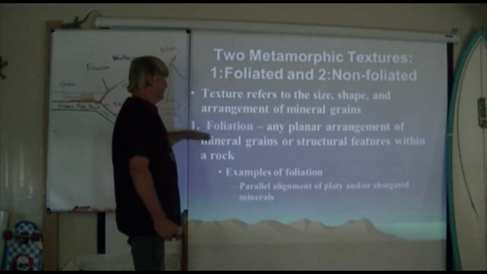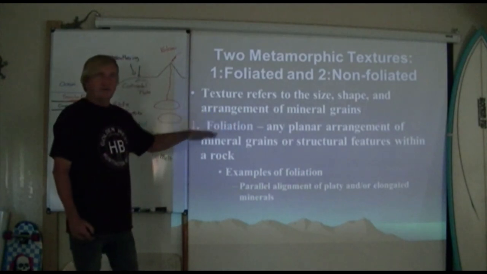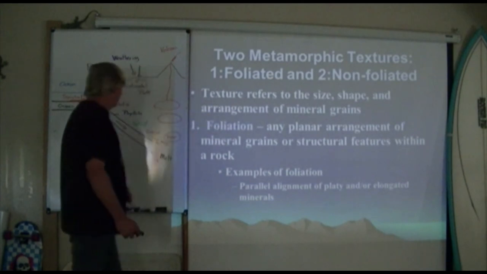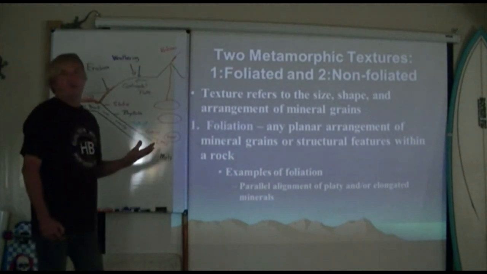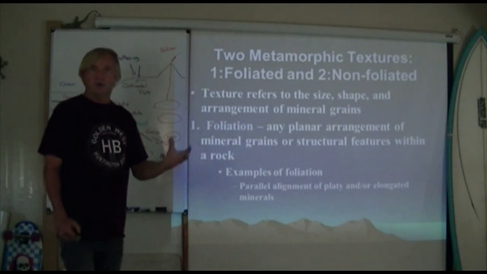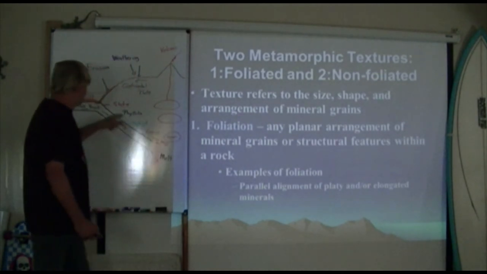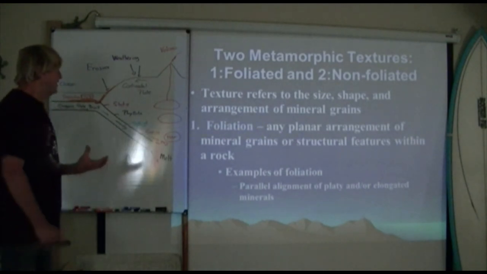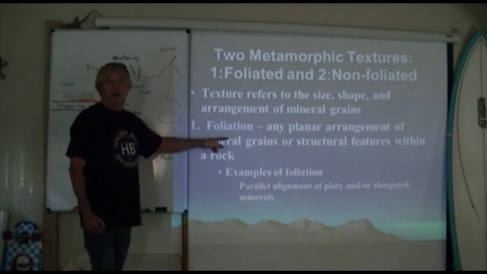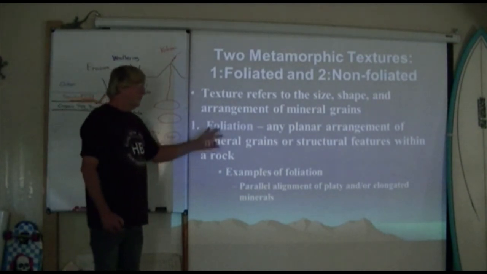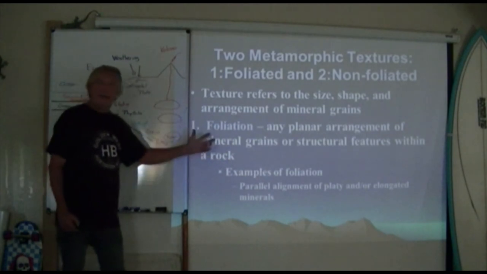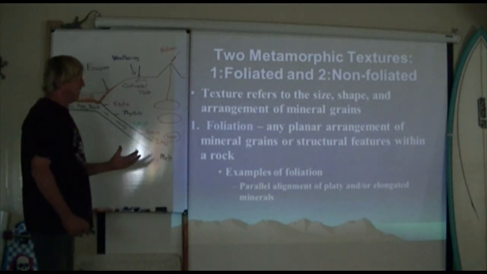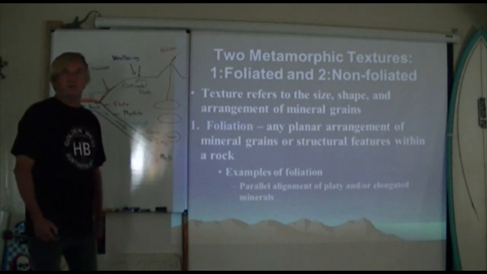So foliation means it's an alignment of the minerals. And that foliation is an inherent characteristic of shale. So the only metamorphic rocks that have a layering to them, what we call foliation, are going to be slates, phyllite, schist, and gneiss. Those are the only rocks that have it. Why? Because that is a characteristic that was carried by the parent rock. Marble, quartzites, don't have those characteristics. They don't have foliation.